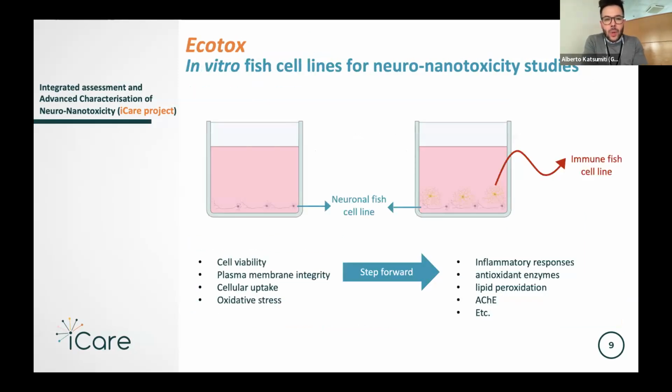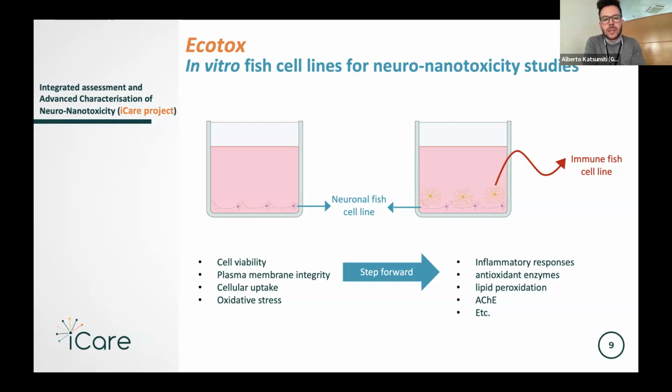So the ecotox approach: the idea is to use in vitro fish cell lines for nanotoxicity assessments, similarly to the human health approach. Initially, we test the usability of different cell lines, so we are exploring cell lines from different fish species. Initially, we are testing the rainbow trout cell line, which has been developed in Canada, in a collaboration that we have, but also local European species that are being explored as well in the system.